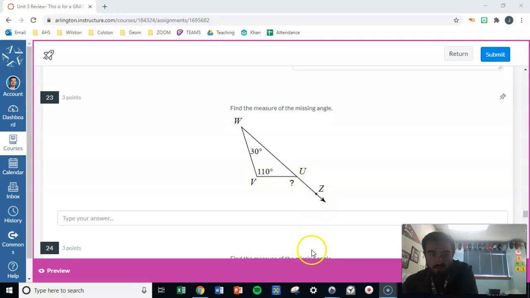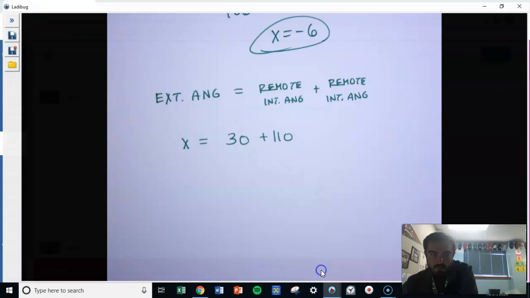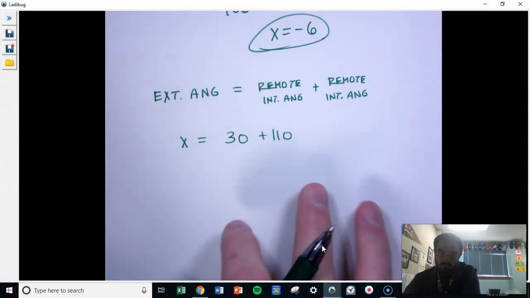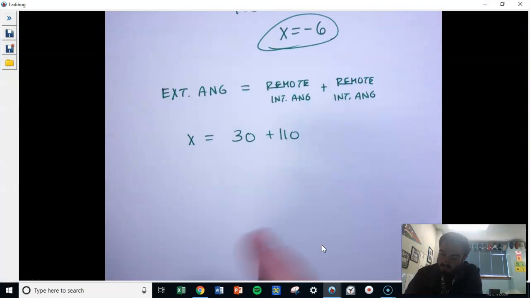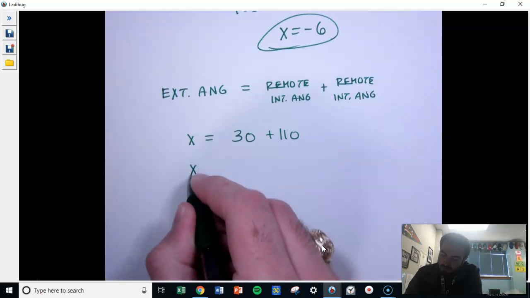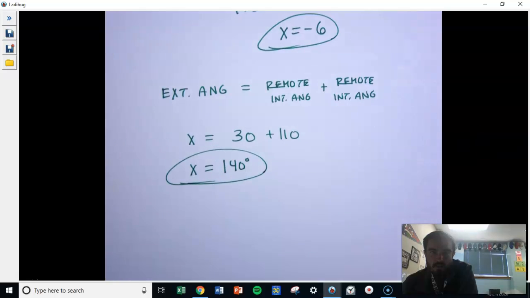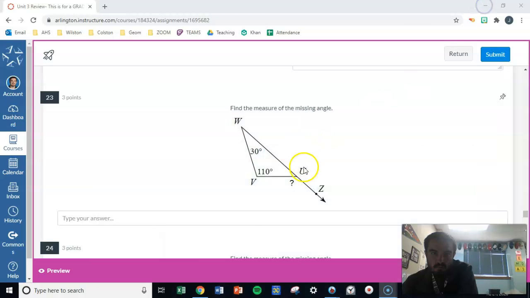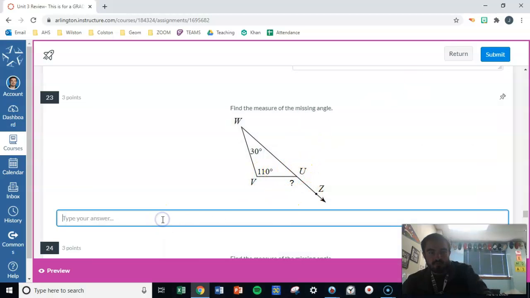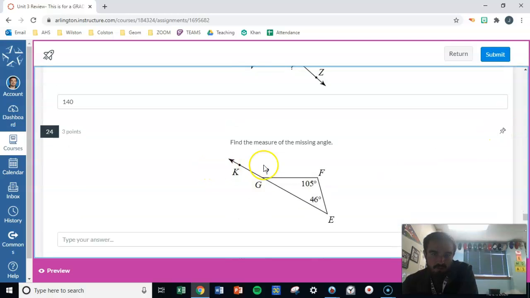So our remote interior angles were 30 and 110. So if you go back here, 30 and 110. Okay. So x equals 30 plus 110. 30 plus 110 is 140 degrees. Okay. So our missing angle, this exterior angle, would be 140 degrees. Okay. We just keep doing that rule over and over.